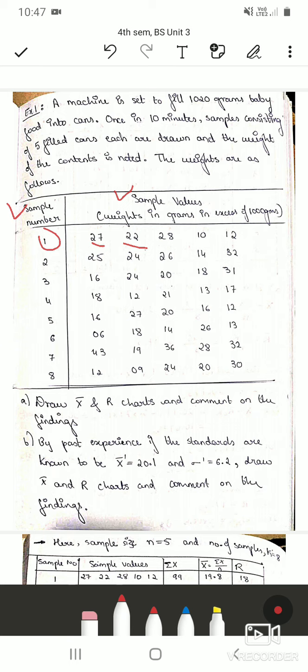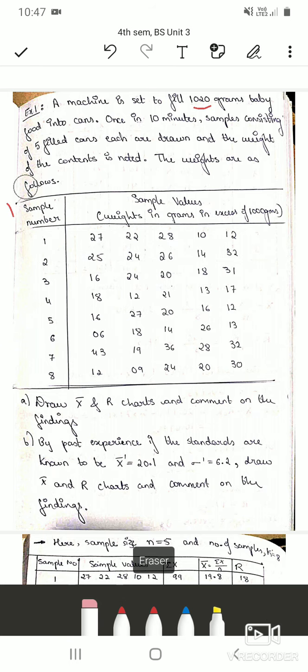So it is 27, 22, 28, 10, 12. Here these weights are in grams, excess of 1000 grams. So in each can there is 1000 grams, and on that you are checking how many grams are more or less. The machine is set to fill 1020 grams. So see, now here 7 grams are excess, here 2 grams are excess, here 10 grams is less. So there will be variation. Now we are checking how far this machine is under control.